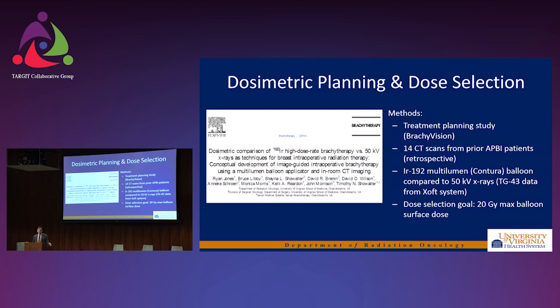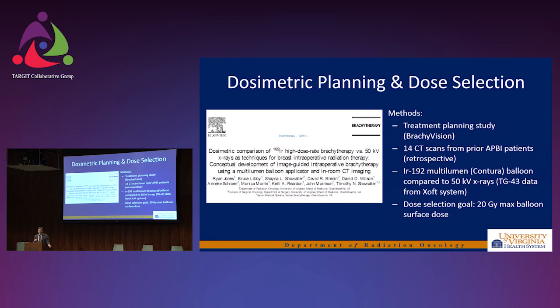To radiation oncologists, the sort of stuff that we're doing is the normal sort of physics-based project that a lot of residents would do, for example. So we basically modeled what we could achieve with a multi-lumen balloon applicator using HDR brachytherapy compared to a 50 kV unit. The first part was comparison with a standard dose.